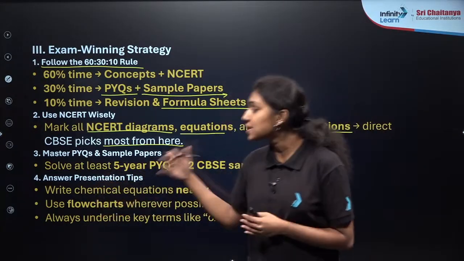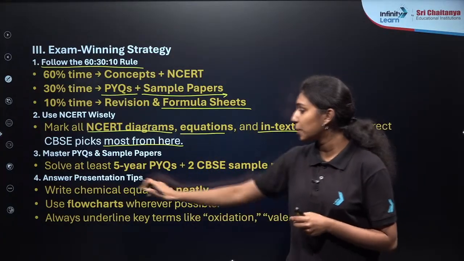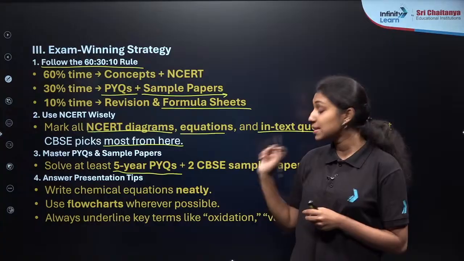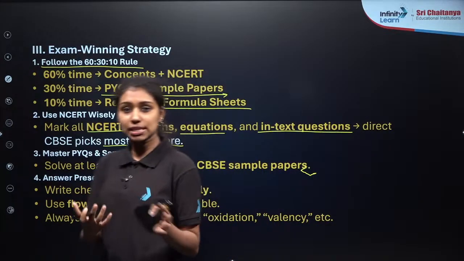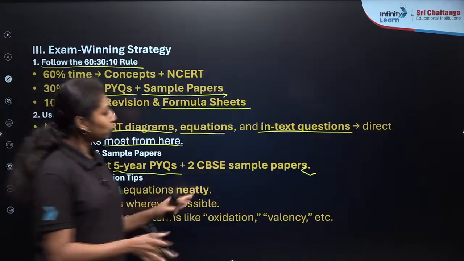Now the third one is to master PYQs and sample papers. You can revise at least 5 years of PYQs along with 2 CBSE sample papers. If you are solving 2 CBSE sample papers along with 5 years of PYQs, you will get maximum marks. You will get full marks in chemistry itself.